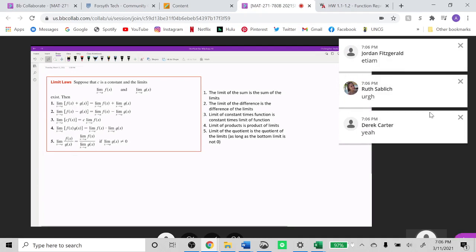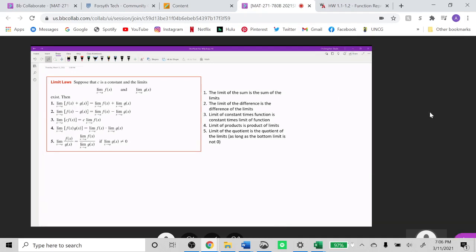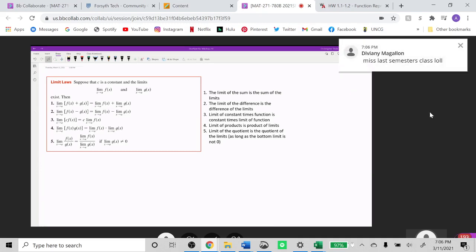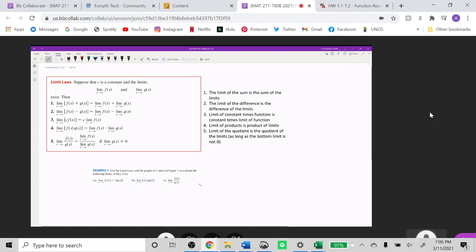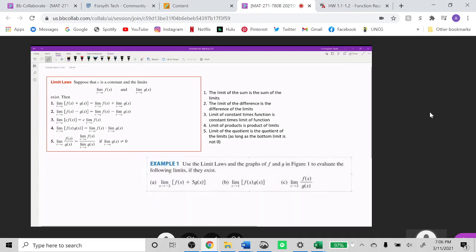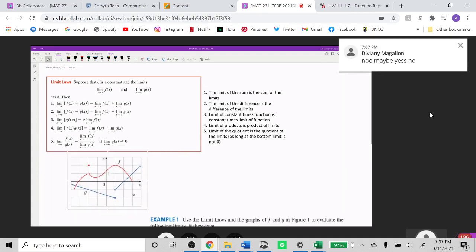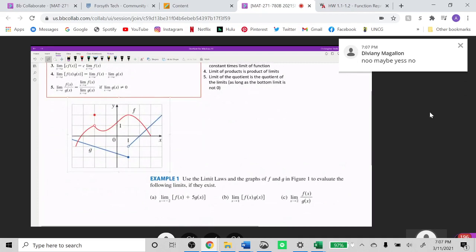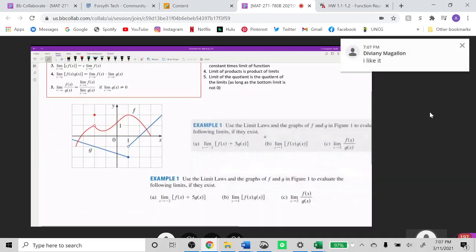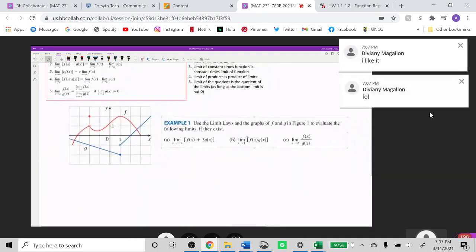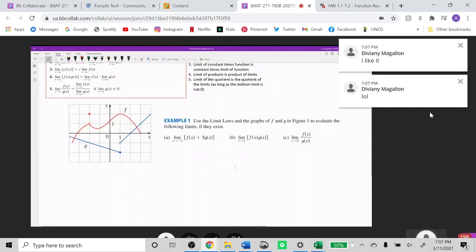Let's look at an example. Missed last semester's class? Why? I like this class. Are you a calculus hater? I like this class. I like calculus. Calculus is fun. Oh, you don't even know what you're hating yet. We've barely scratched the surface of calculus.